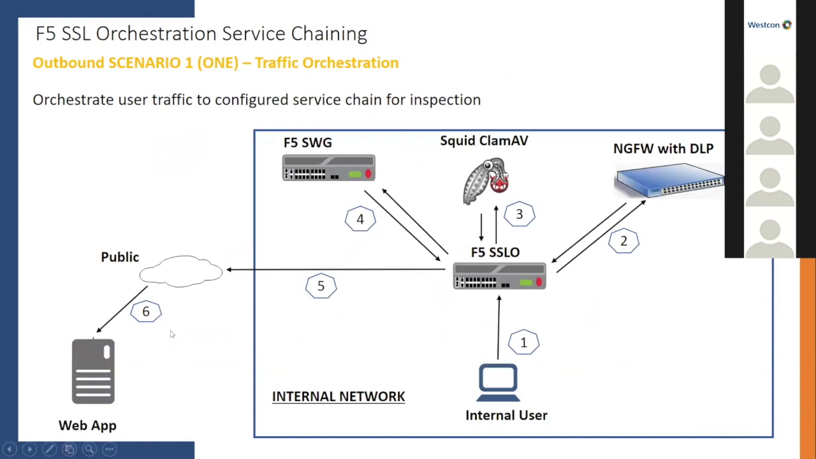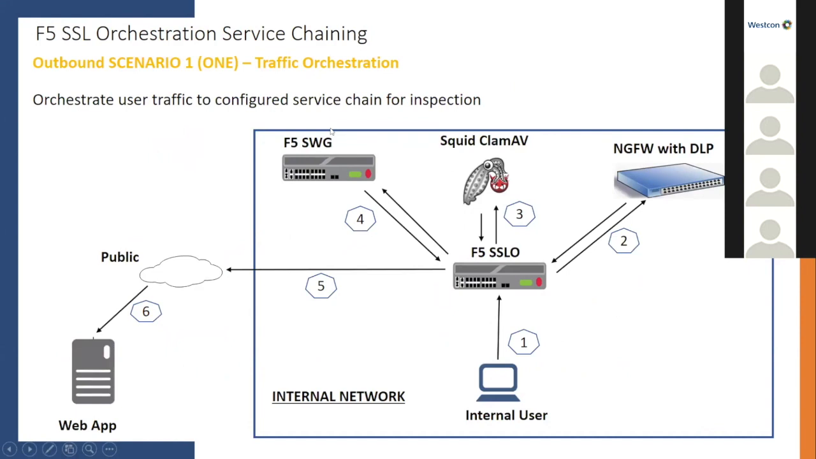Let's go into outbound scenario one. Let us go through the flow first. In outbound scenario one, we have internet users going through the next-gen firewall. Follow the arrow, and then to secure antivirus, SWG, and then back out to the public. But this time it is with SSL inspection.